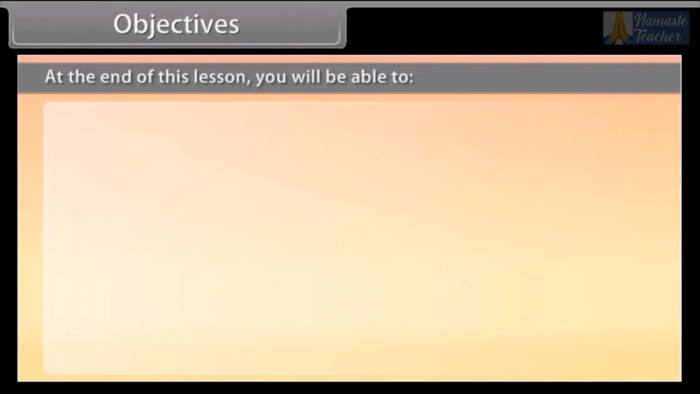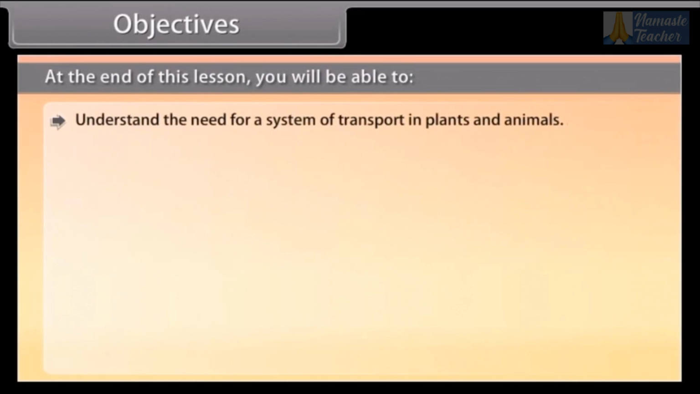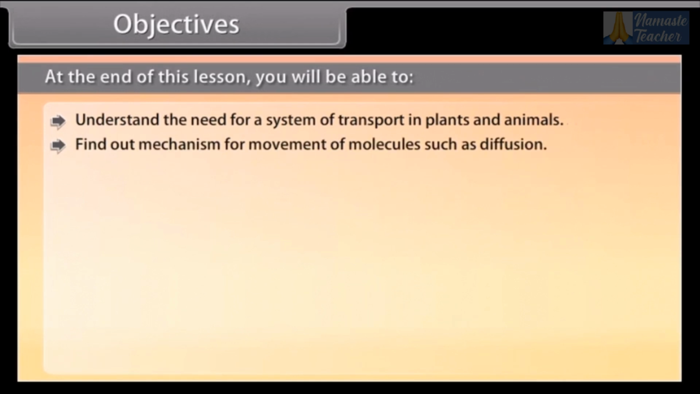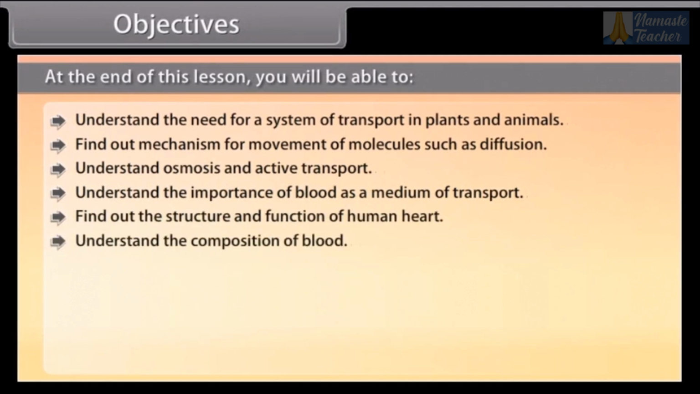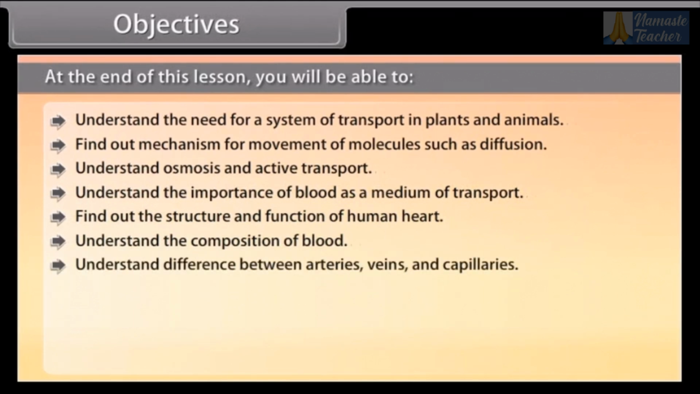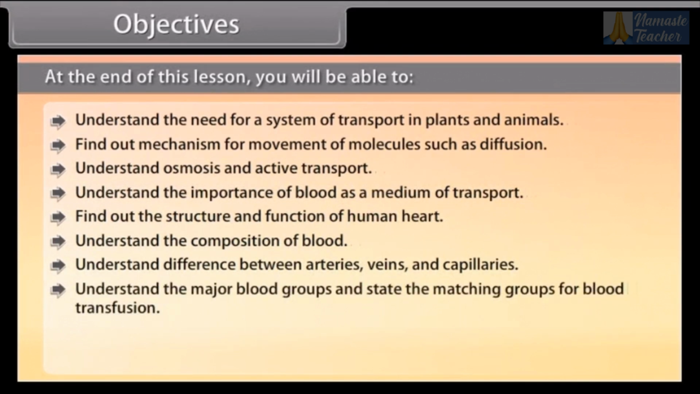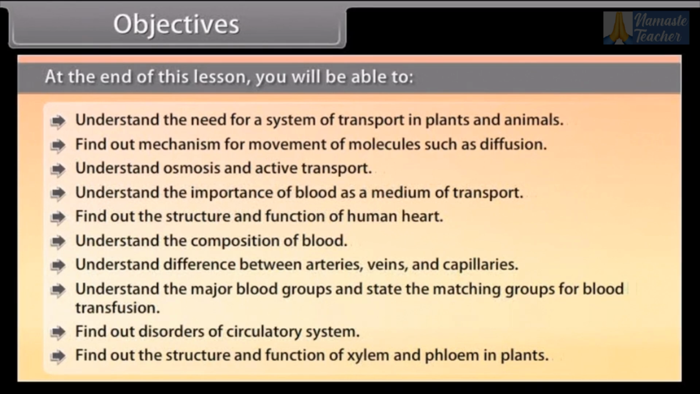Objectives. At the end of this lesson, you'll be able to understand the need for a system of transport in plants and animals, find out mechanisms for movement of molecules such as diffusion, understand osmosis and active transport, understand the importance of blood as a medium of transport, find out the structure and function of the human heart, understand the composition of blood, understand the difference between arteries, veins, and capillaries, understand the major blood groups and state the matching groups for blood transfusion, find out disorders of the circulatory system, and find out the structure and function of xylem and phloem in plants.